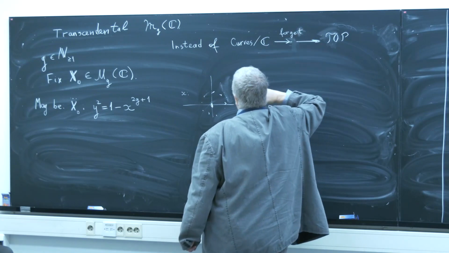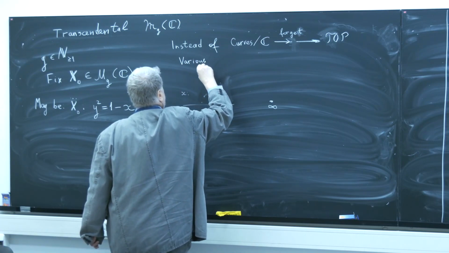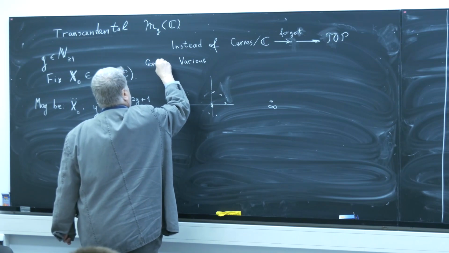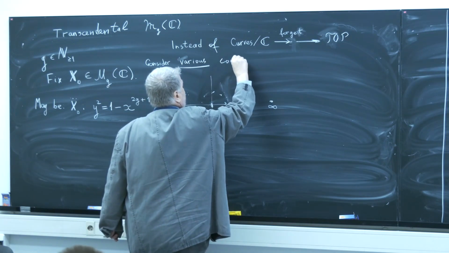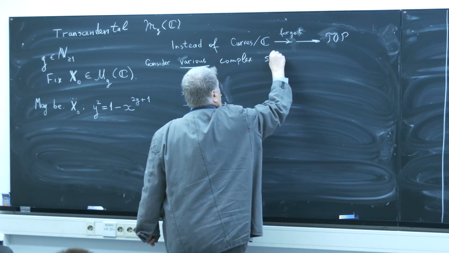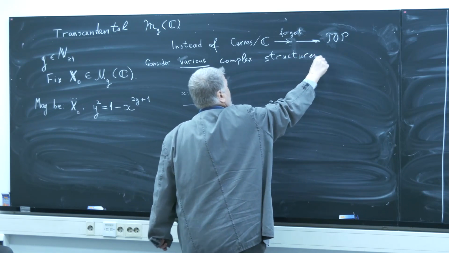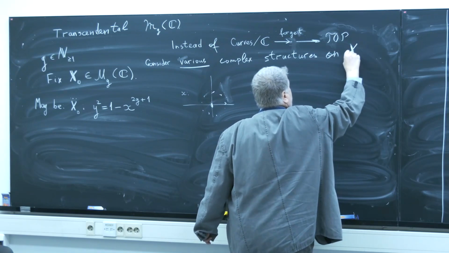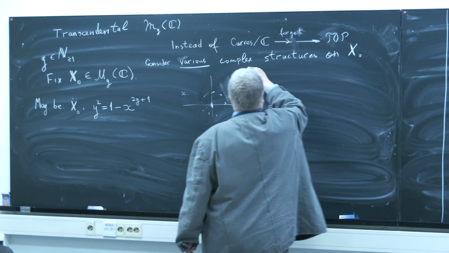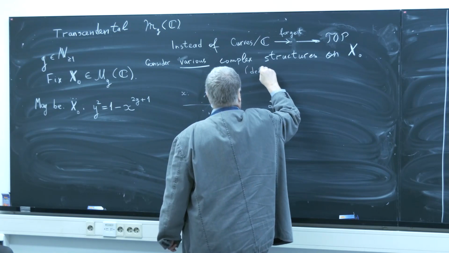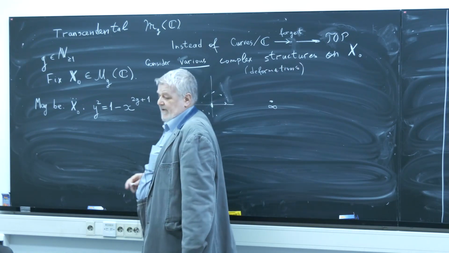We consider various complex structures on the fixed curve, structures on x naught, or in other words, consider deformations of the fixed structure.